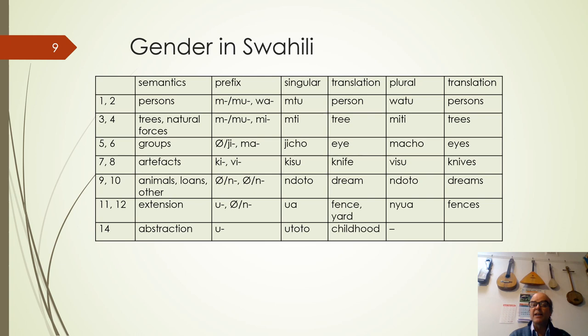If they are trees and natural forces, you still get m in the singular, but you get me in the plural. Things that belong in groups, like eyes, get g in the singular, or sometimes a zero, but in the case of eye it's g, and ma in the plural. So, gito, macho. For artifacts, ki in the singular, vi in the plural. Kisu, visu, etc. And this is called a gender system.